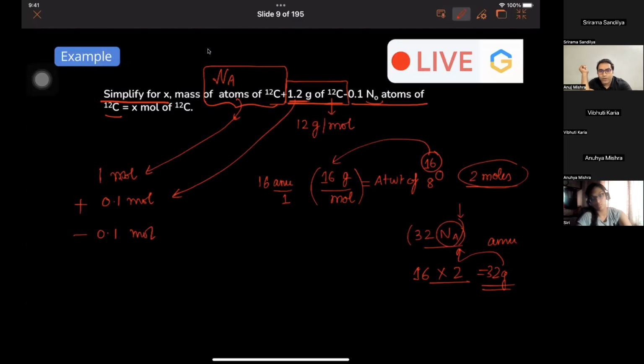Okay, now go to the third one. The third one is minus 0.1 N0 atoms of 6C12. So what is minus 0.1 N0? N0 is the same as Na. Na is the same as mole. You know that. So can I say this is similar to 0.1 mole only, right? I have written 0.1 mole. So the question was this plus this minus this is how many moles?